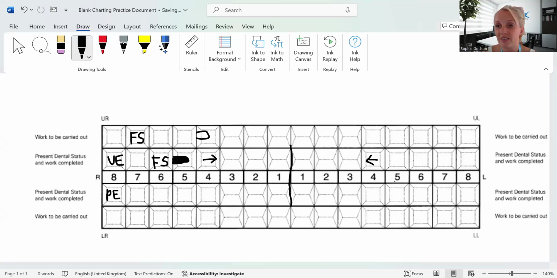Then they might say that the tooth is rotated. If the tooth is rotated, you are simply just going to do a little arrow curling towards the surface that is rotated towards. So if the upper left second premolar has rotated mesially, you're going to do your little rotated arrow.